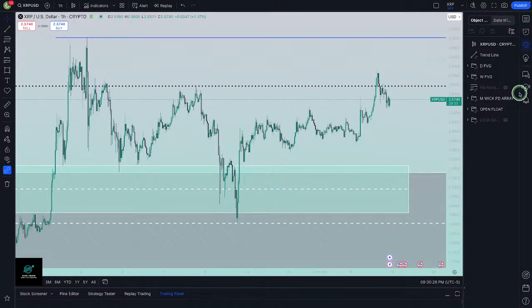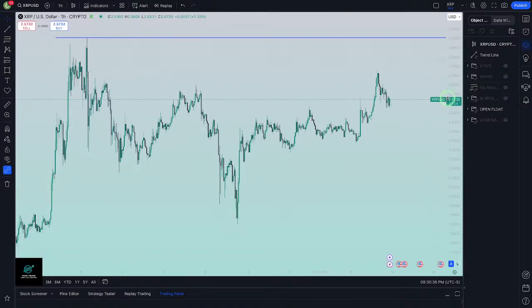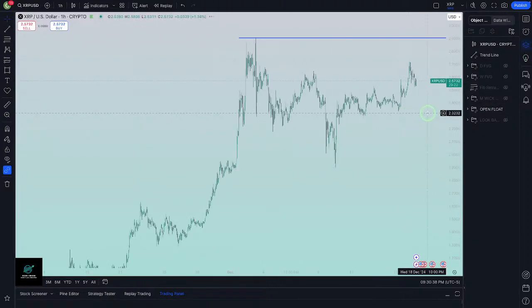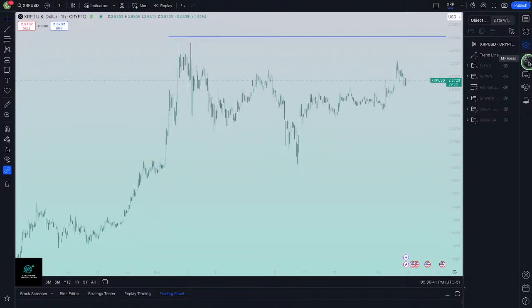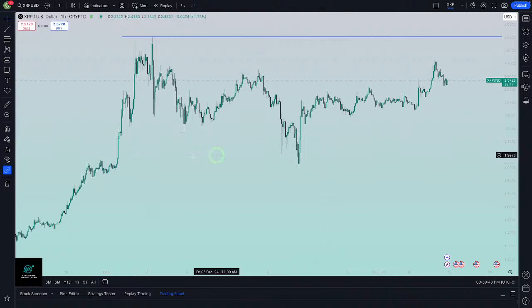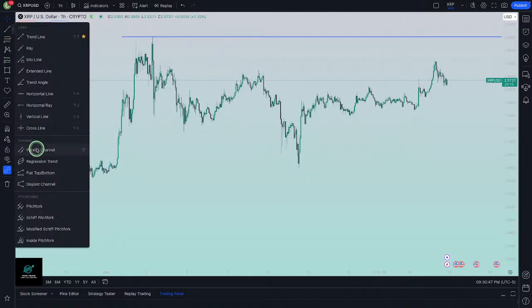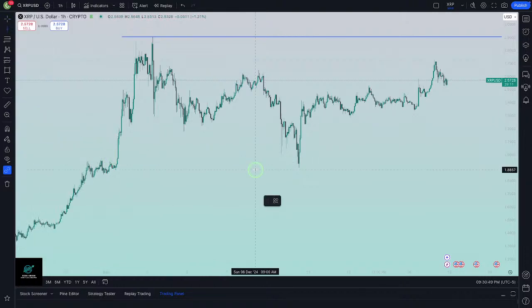But I'm about to remove most of this stuff. I'm going to show you how to have a perspective on the hourly. I'll remove most of this stuff right there. So what I'm about to do now on the hourly is something I call my weekly dividers. I'm going to take a vertical trend line.